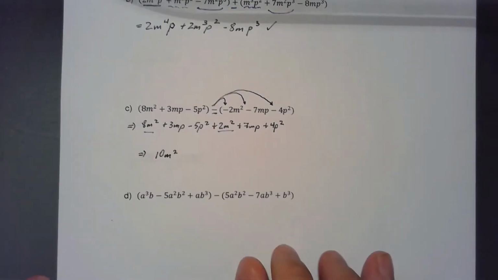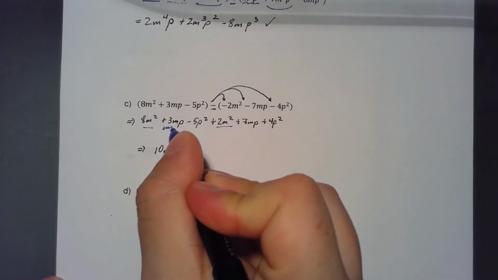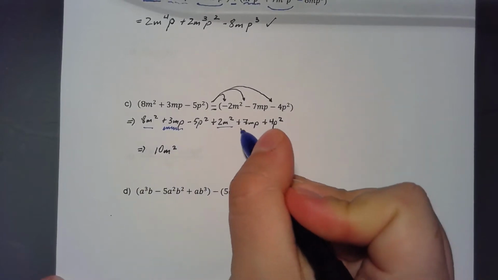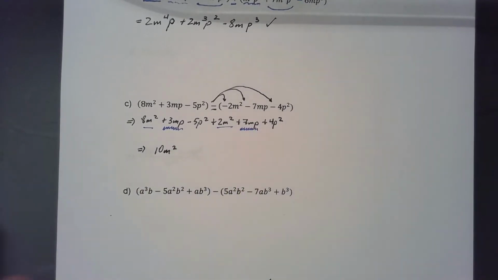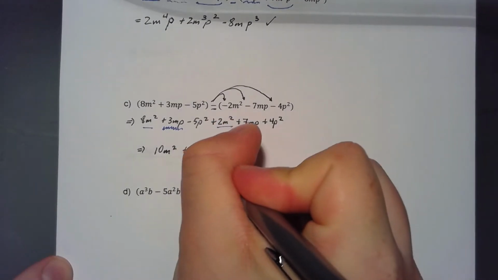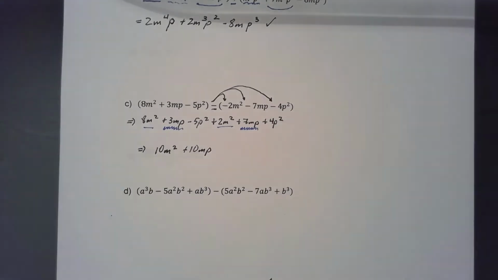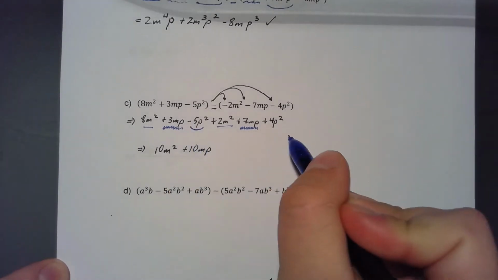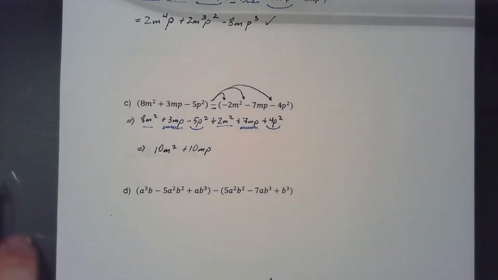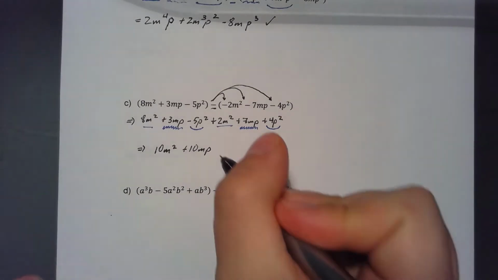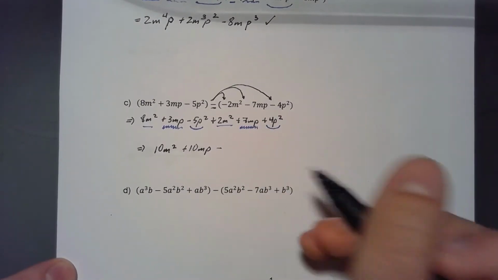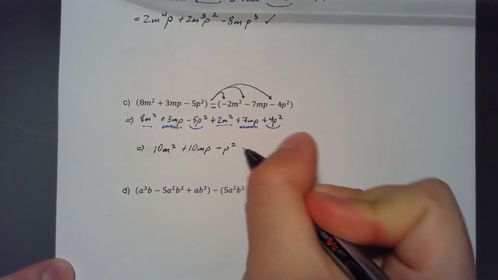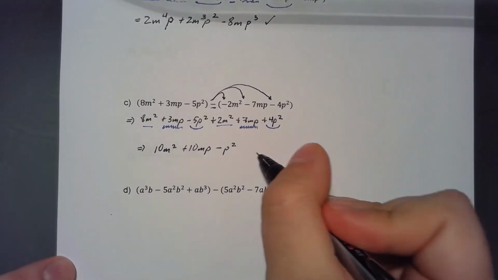Okay, here's a 3mp, and here's a 7mp. Plus 3 plus 7 is plus 10mp. Okay, and then here's a minus 5p squared and a plus 4p squared. So minus 5 plus 4 is minus 1, which I could just write minus p squared. And that's it. There are no more terms left to combine, so that's the result.